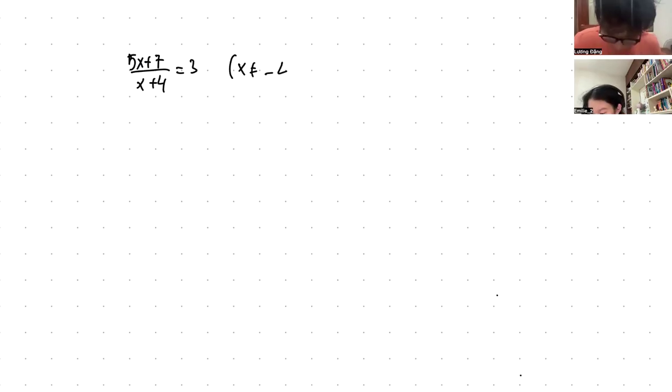Okay, so we continue with our equation here. So we have a condition: x is not minus 4, right?